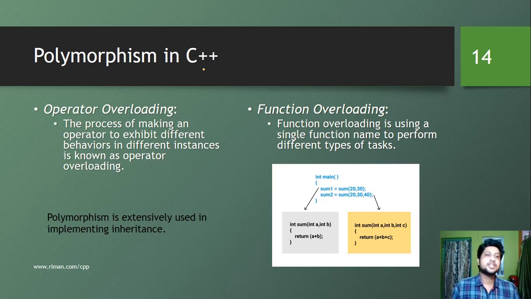So for polymorphism in C++, we have operator overloading and function overloading. Function overloading is using a single function name to perform different tasks. Like in this situation, where we have given two inputs as integers, this function will return a plus b, the sum of these two numbers. When we give three numbers, it will return the sum of three numbers. This option was not available in C. In C, we can't have two functions with the same name, but in C++ we have this facility, and we have some restrictions as well. We are going to talk about that later.